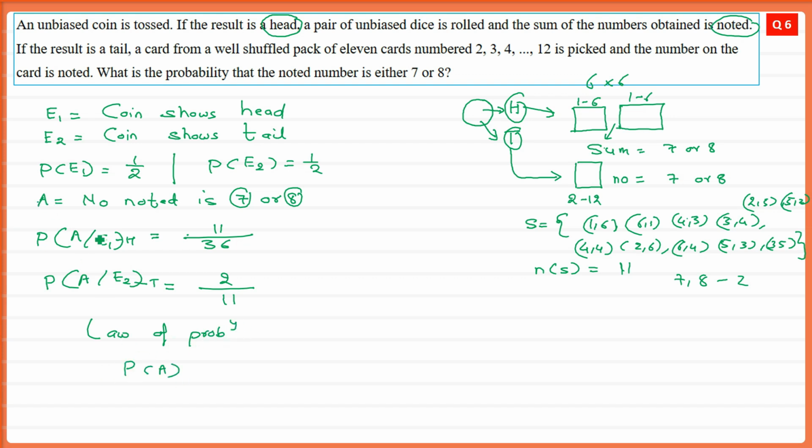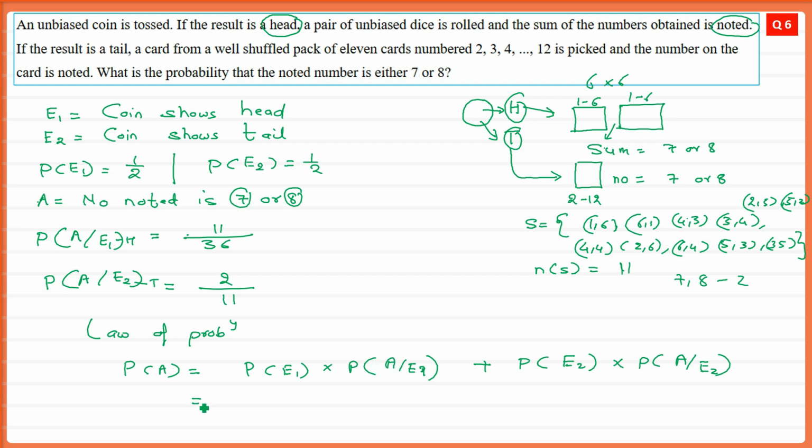So what is the probability of A? It's the probability of E1 multiplied by the probability of A given E1, plus P(E2) multiplied by P(A|E2). You know why we are doing it by now. It's not divided, it is not like that. It is just that if we are aware of E2, what is the probability of A? That is, if we know that it is head, what is the probability of getting 7 or 8? Or if we know that it is tail, what is the probability of getting 7 or 8?